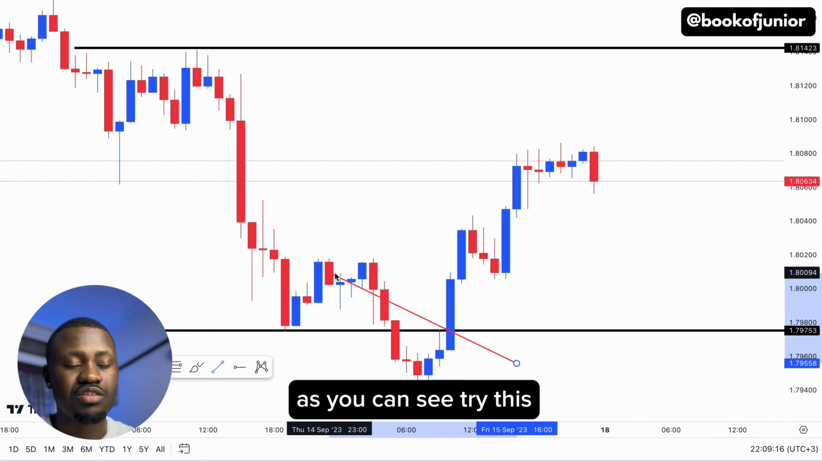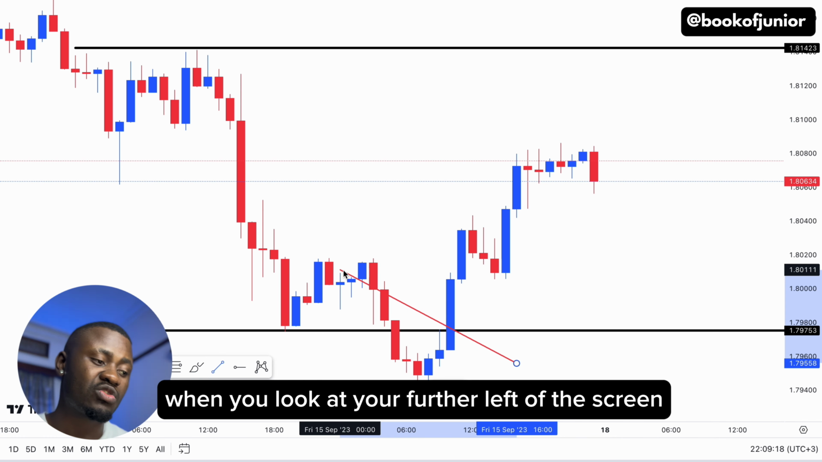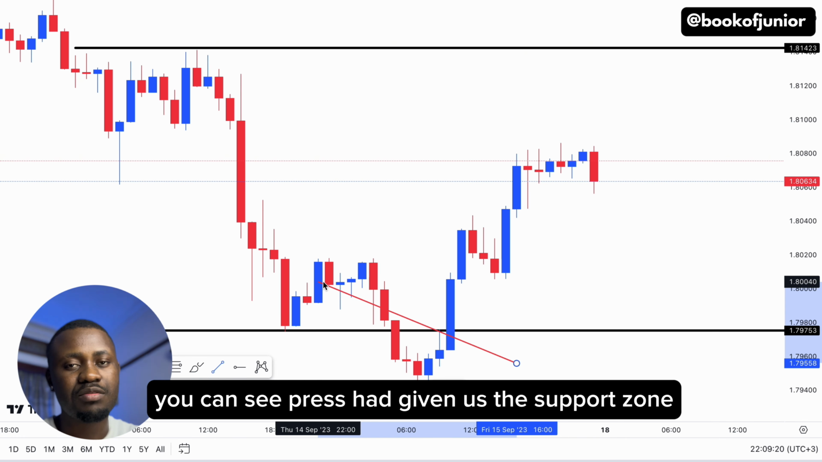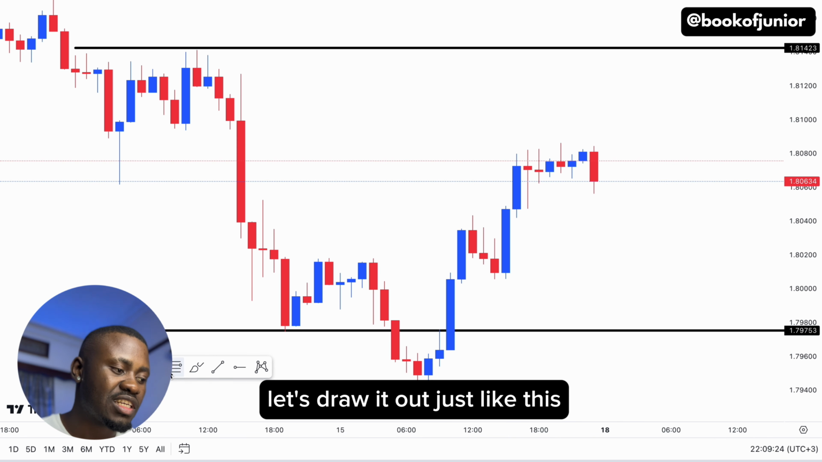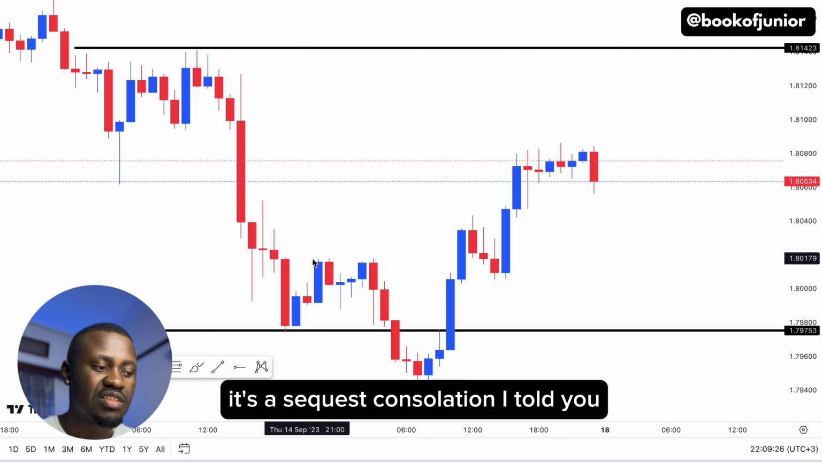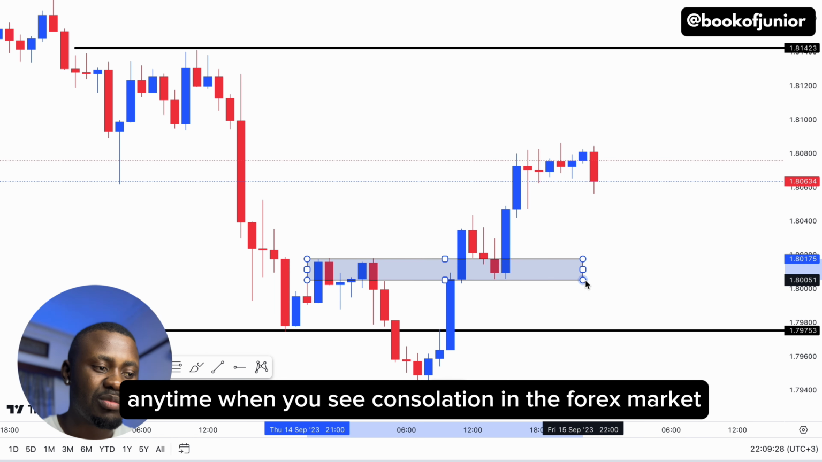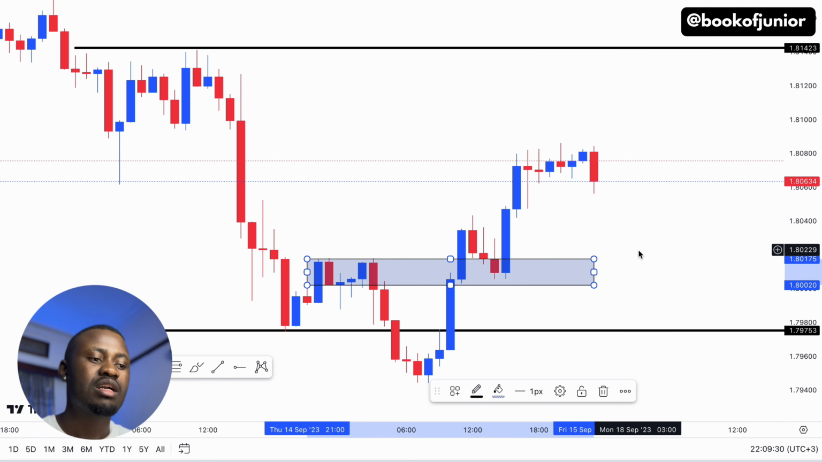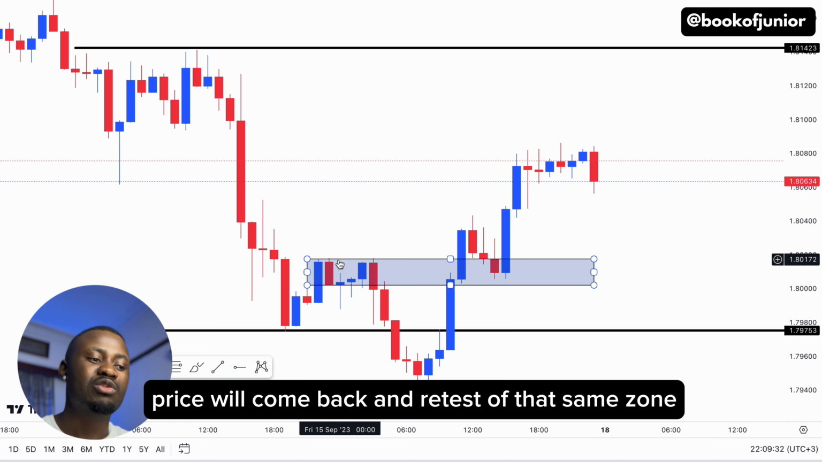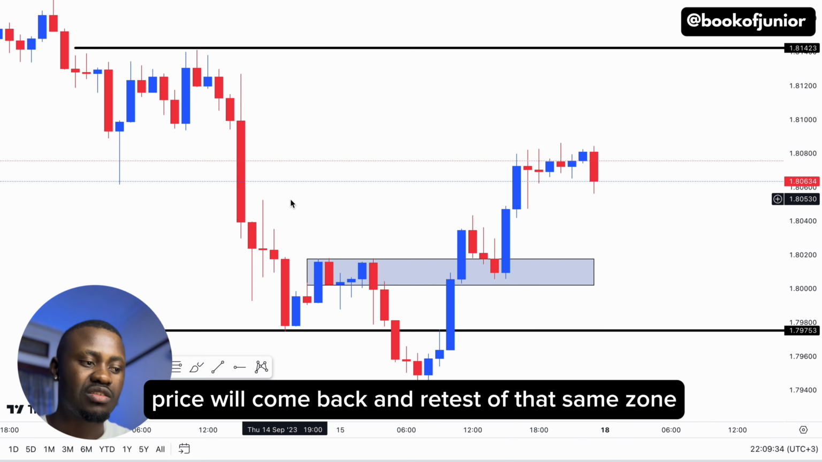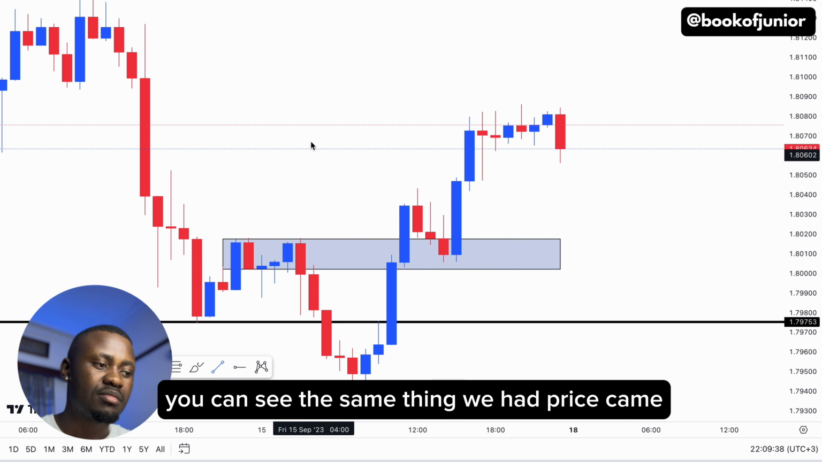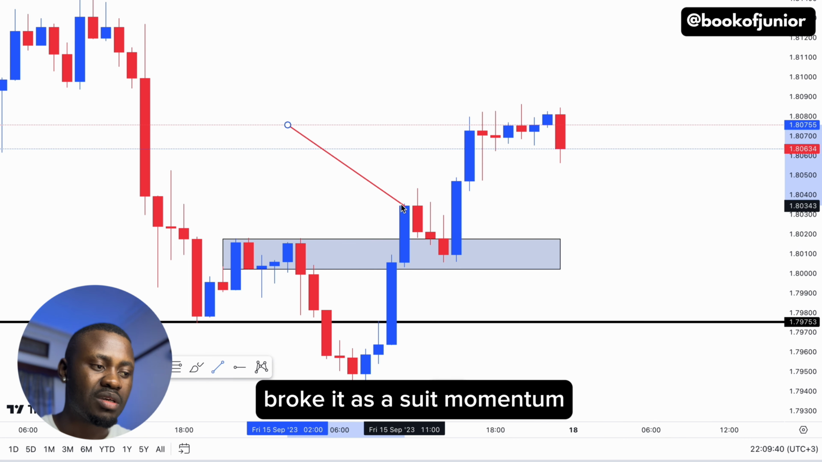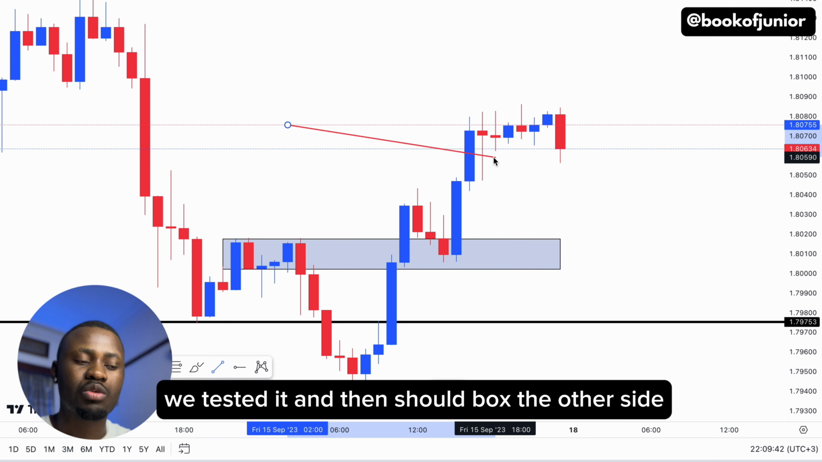So as you can see, traders, when you look at the further left of the screen, you can see price had given us this support zone, which is more of a supply and demand zone. So let's draw it out just like this. Since it's a consolidation, I told you anytime you see consolidation in the forex market, we have to mark it out, because most of the times price will come back and retest that same zone. You can see the same thing we had. Price came, broke it with momentum, retested it, and then shot back to the upper side.